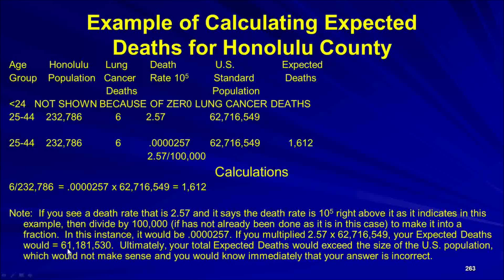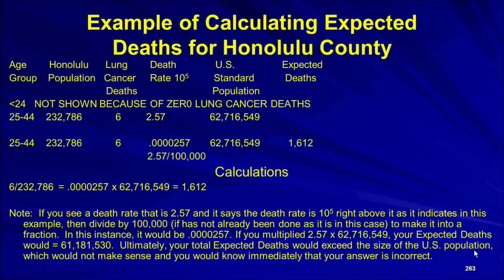61 million. Well, if you can imagine doing that for each of the other age-specific death rates, and you're going to add the expected deaths, they're going to come out to be far greater than the U.S. population. Ultimately, then, your total expected deaths will exceed the size of the U.S. population, which is ridiculous.